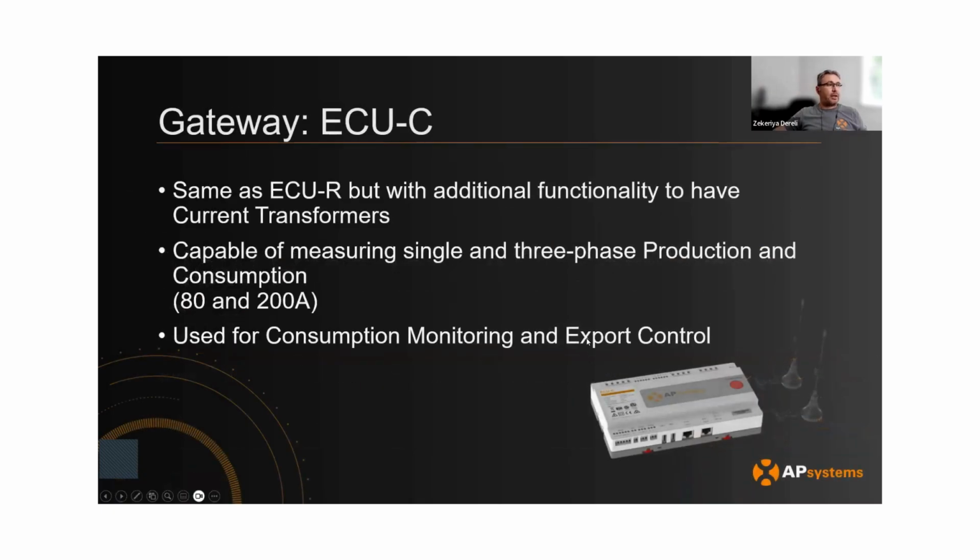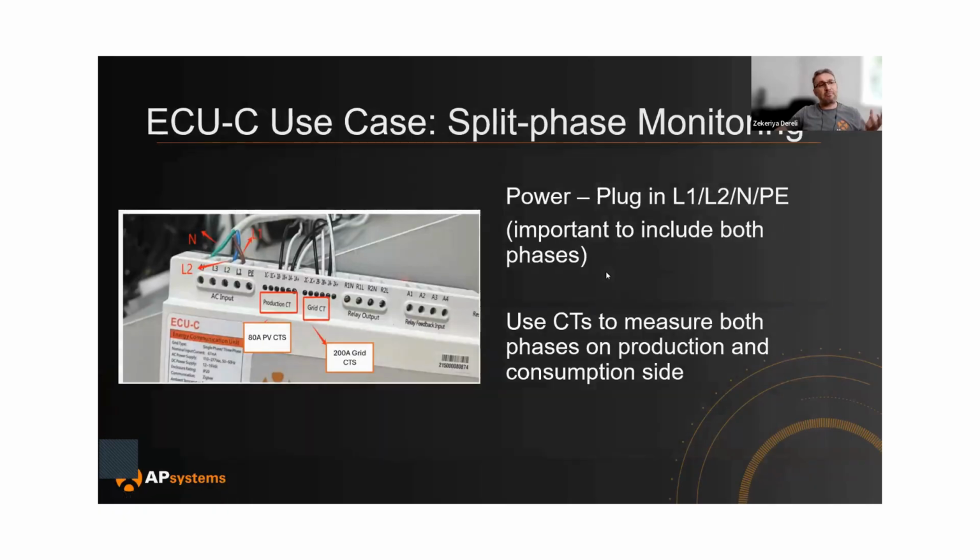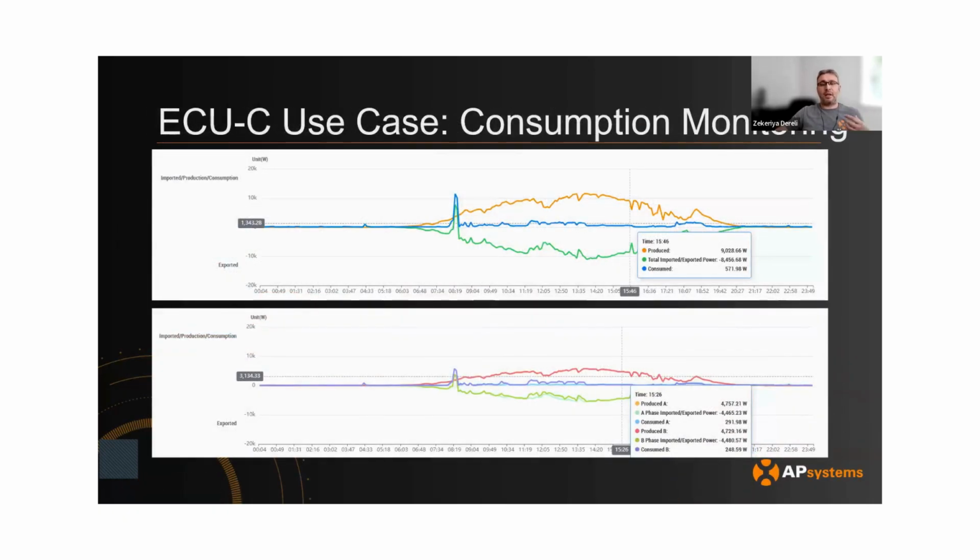Okay, we're going to talk about the AC combiner box, but before we get to that, I just want to mention the ECU-C really quick. As mentioned, the ECU-C has the capability to measure power of the production and the consumption side through the CTs. We wanted to have this similar capability for our residential applications, so we came up with the AC combiner box. Finally, with the AC combiner box, you can have your production and consumption and import-export data.